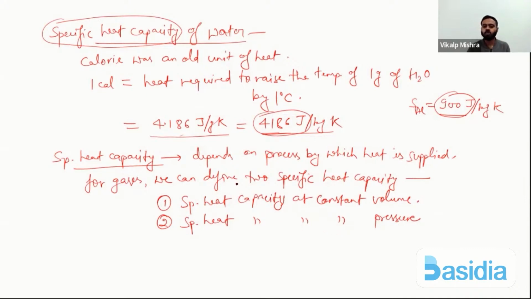Simple. So for gases, we define specific heat capacity in two ways. First is specific heat capacity at constant volume, and second is specific heat capacity at constant pressure. Now we will see an important relation.